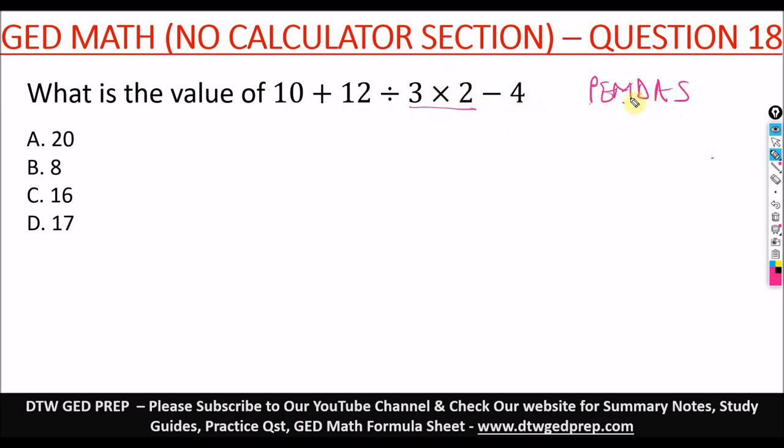If there was no other operation, someone else would do this. Another person would do 2 minus 4. And you see, you have different answers, you have a wrong answer. That's why following the order of operation is very important.